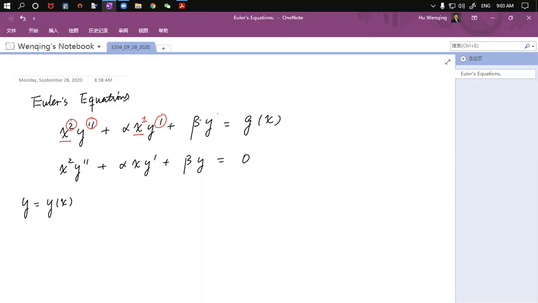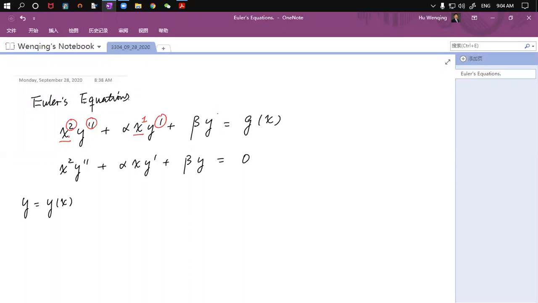Okay, so the Euler's equation is a linear equation, right? If you're tested on your exam, you can classify it as linear, but it is a linear equation with variable coefficients. The coefficients are not constants, but they are functions of the variable, in the sense that the powers of x agree with the number of derivatives of y.